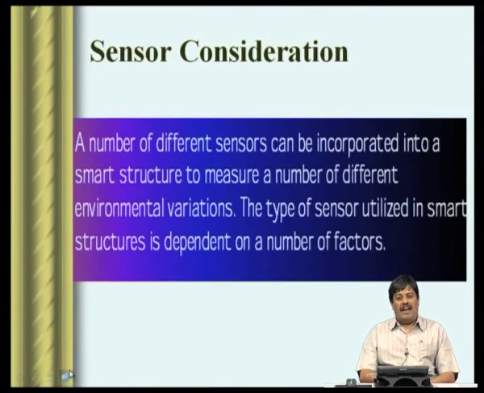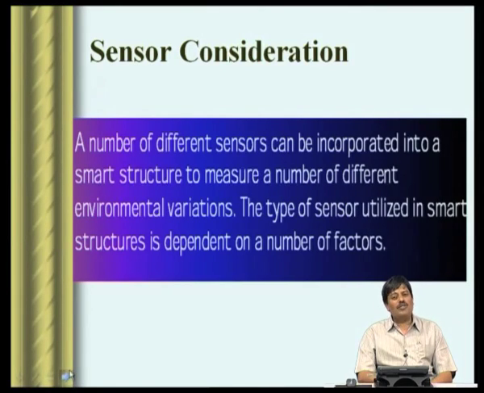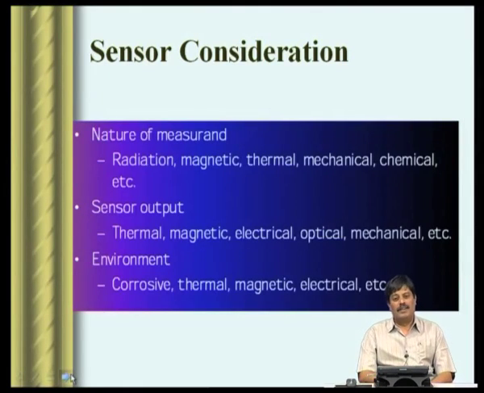Similar to actuators, we can also have a number of considerations for sensors, and the sensors that can be incorporated depend upon a host of other factors as in the case of actuators. Some of the factors are the nature of the parameter you are measuring, we call it the measurand, whether it is a radiation, an electric field, magnetic field, thermal field, chemical field, etc. So, depending upon the measurement you can choose the sensor. For example, if you are looking at the optical properties, you need to choose fiber optics.